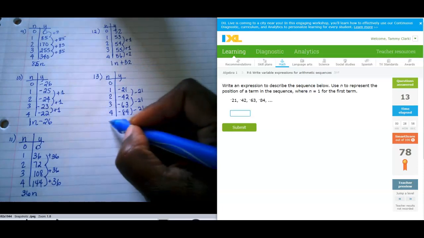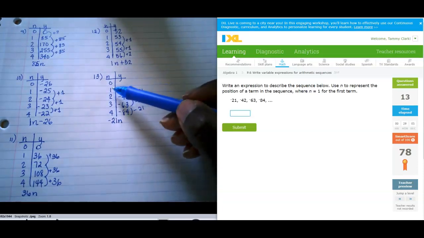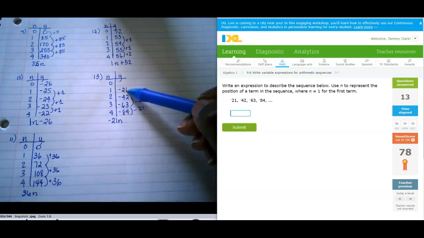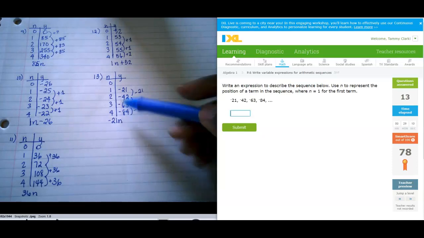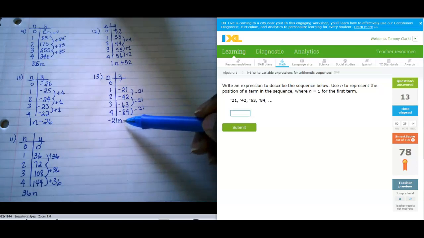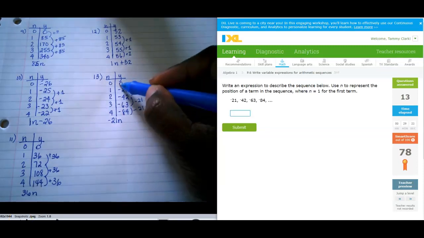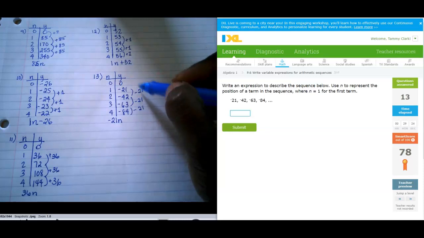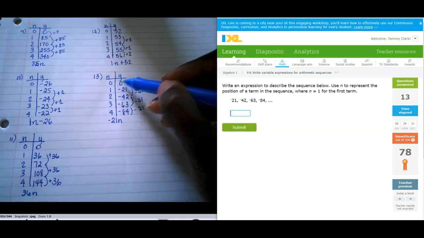So let's think about that. That's negative 21 multiplied by n. Well, negative 21 multiplied by 1 gives us negative 21. So there wasn't some other place where this started. There was not another number higher than 0 where this started. It started at 0. Because if I think about it, if I'm subtracting 21, well, I could add 21 to get to this number. If I add 21 to negative 21, I get 0.